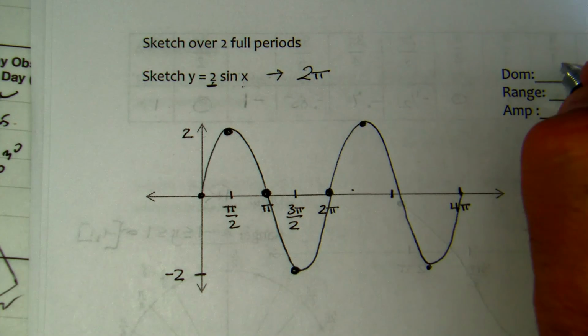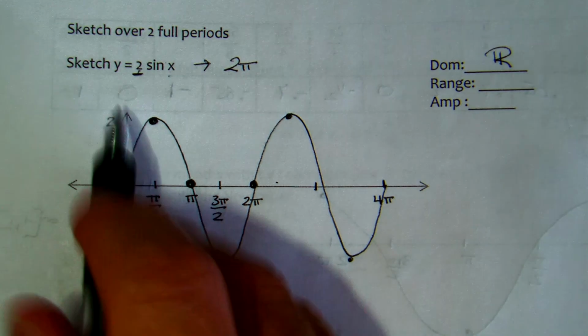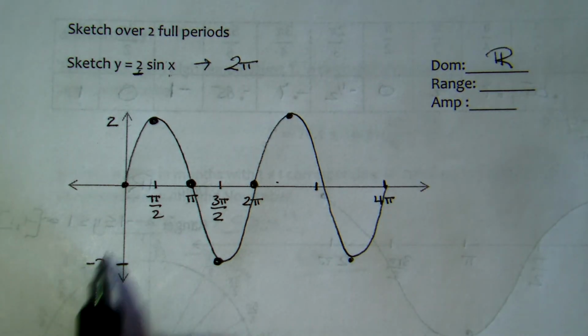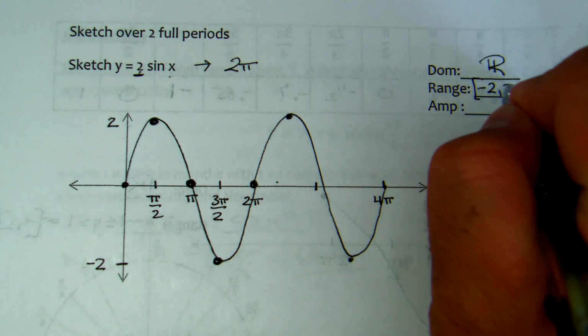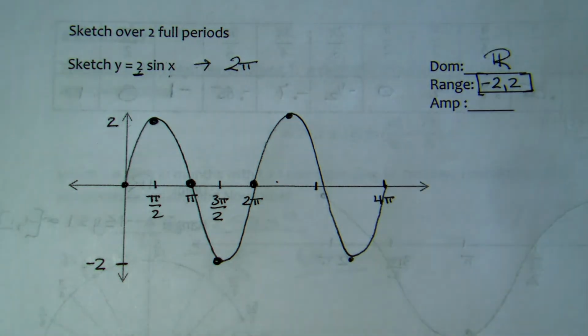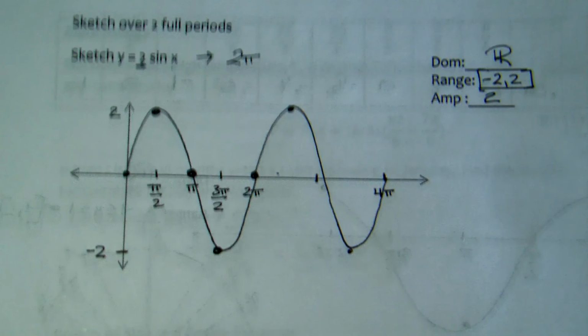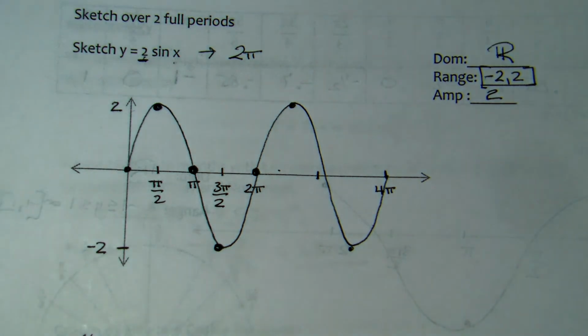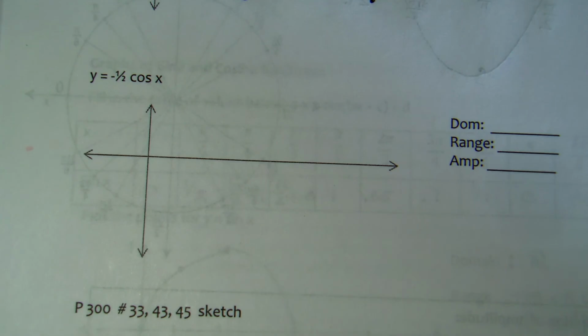The domain is all real numbers. Now the range gets impacted because the range is no longer -1 to 1, because now it goes from what? -2 to 2. So the range goes from -2 to 2. And the amplitude is simply the number in front of it, too. It's never negative, as we'll see in a second. All right, so notice the graph is the same each time. Now, when things are negative, they flip.